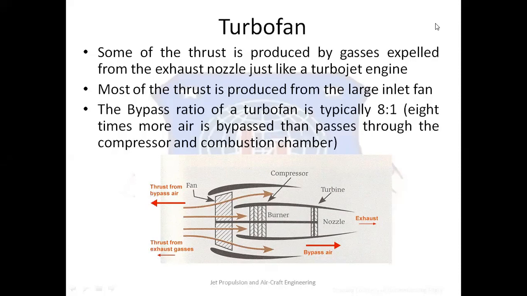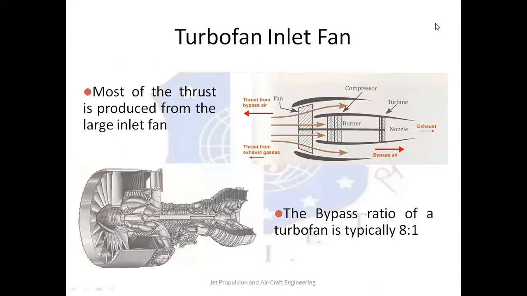Therefore, the total thrust produced in the engine is the sum of the thrust produced by the primary air and the secondary air, and the ratio of mass flow rates of cold air and hot air is known as the bypass ratio. Okay, so here you can see the schematic diagram of the turbofan engine, which we have seen in the previous slide, and this is what the turbofan engine actually looks like, which is mostly used for the commercial flights.